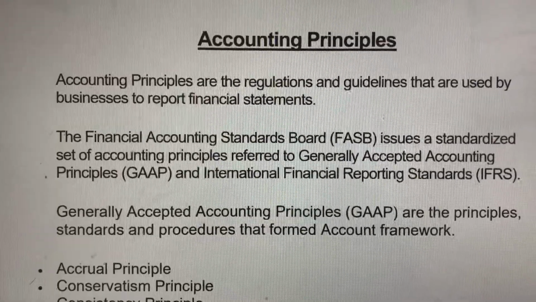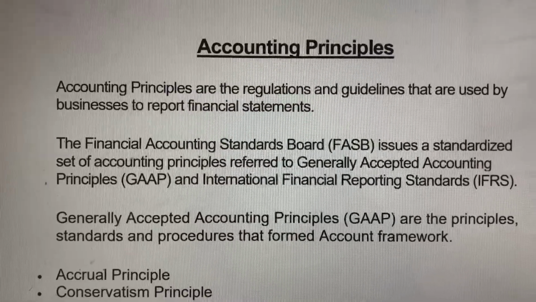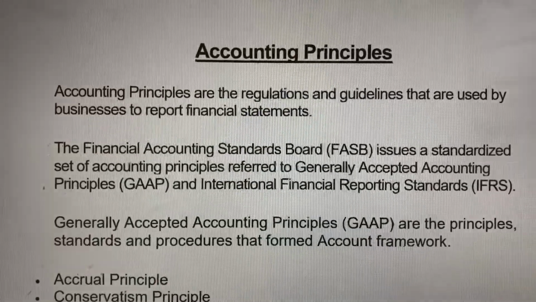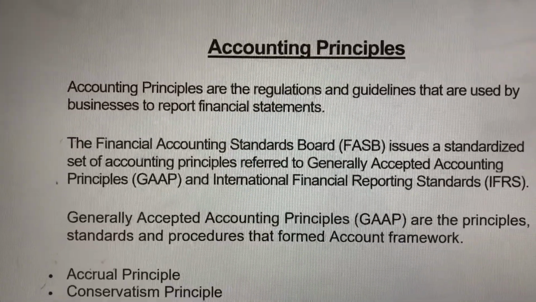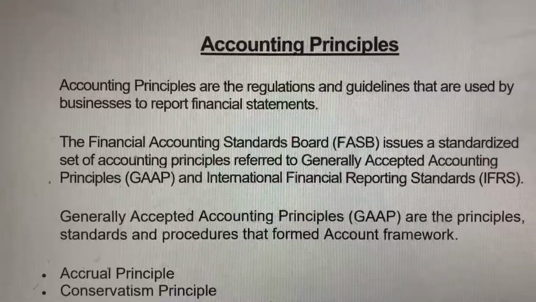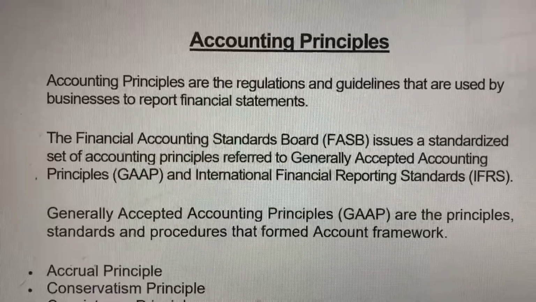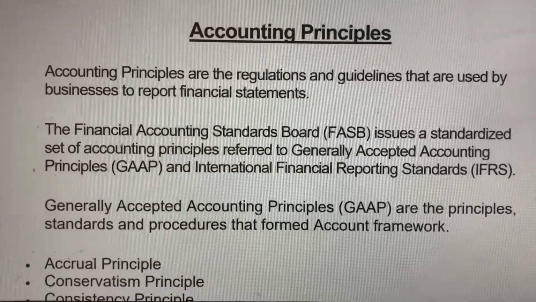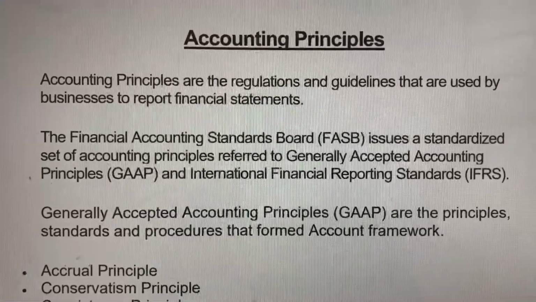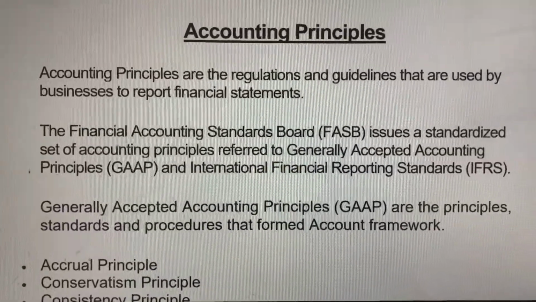Today we are going to study accounting principles. What are the principles that we use to record our transactions? There are 13 principles that we use to record accounting transactions. These are regulated by the Financial Accounting Standards Board, which controls the GAAP and the IFRS. GAAP stands for Generally Accepted Accounting Principles, while IFRS is the International Financial Reporting Standards.